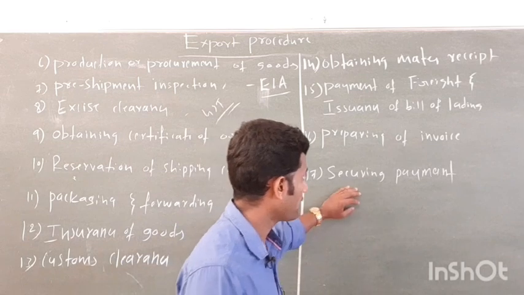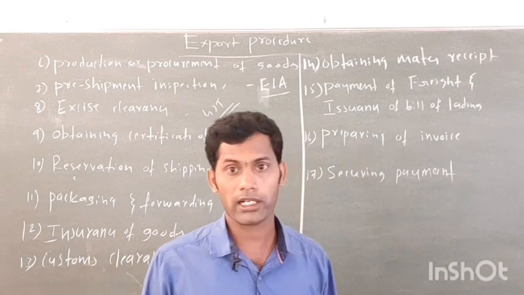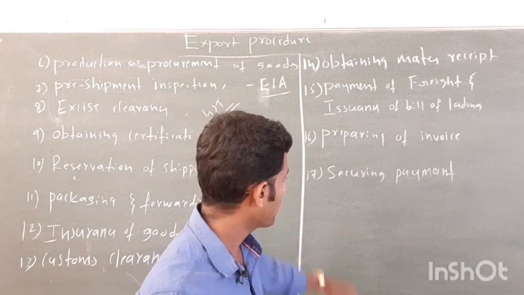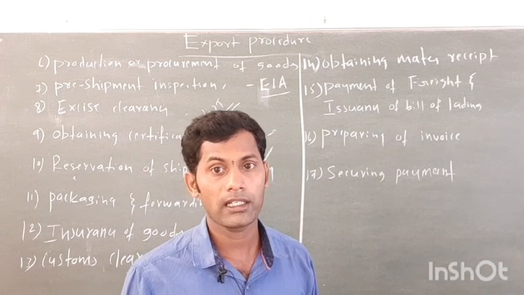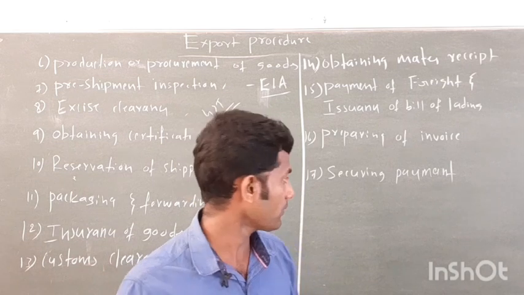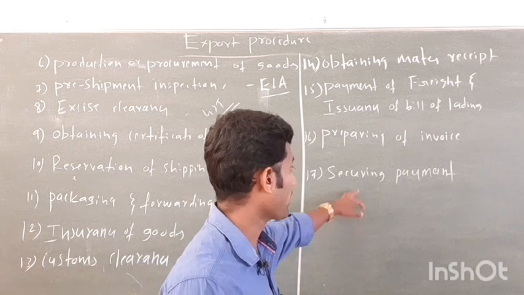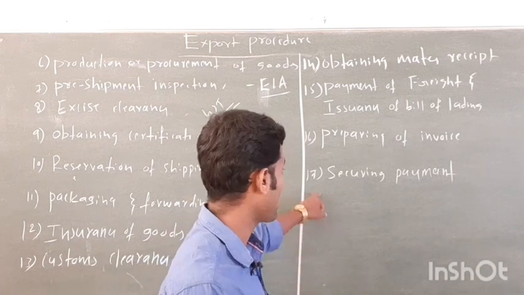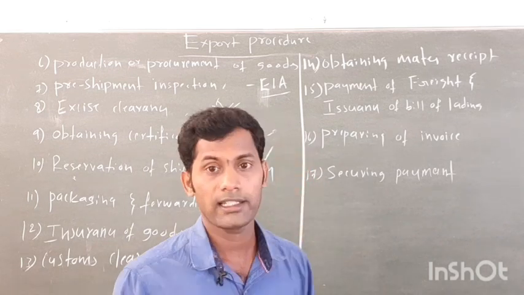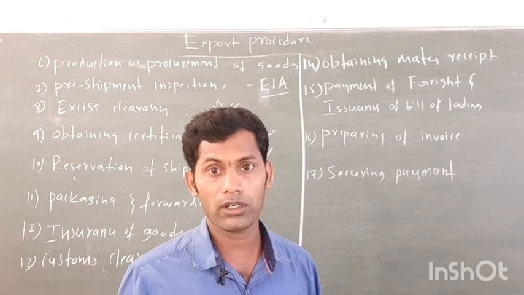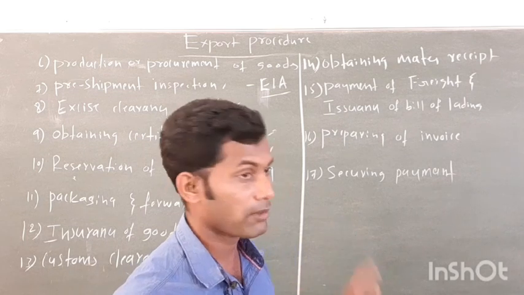Then after the product reaches the final destination, the exporter has to take the necessary steps, the procedure for getting the payment. That is the 17th one, securing the payment. These are all the 17 procedures or steps under export procedure.